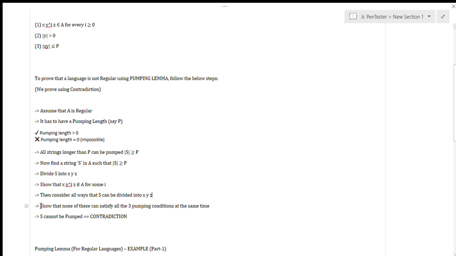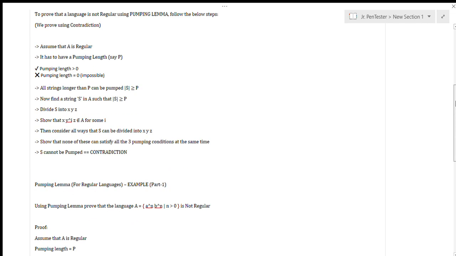And for the resulting cases that we get by dividing S in all the ways, we are going to show that none of these cases can satisfy all three conditions at the same time. There would be at least one that contradicts, and then we could say that S cannot be pumped. So this proves by contradiction that it is not regular.